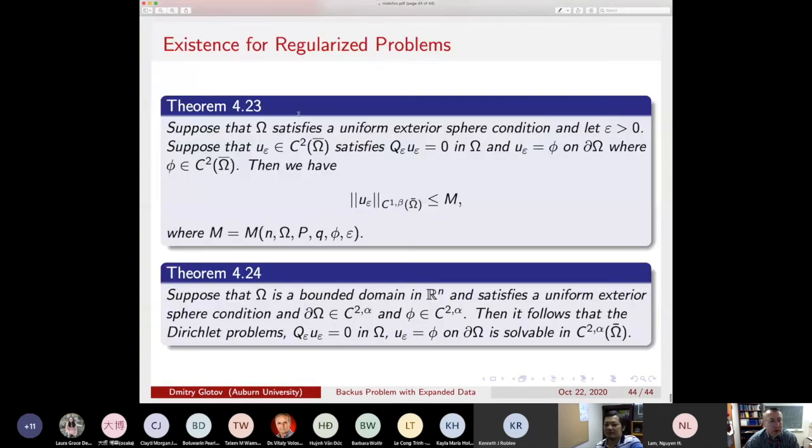For this regularized equation, at this point I'm going to jump to the last slide, and here what we can say is that we establish a bound on u_epsilon in the Hölder C^{1,beta} space. This bound plays into the Leray-Schauder theory, which allows us to say that for the regularized problem with some conditions on the boundary function, we can establish that there exists a solution to the Dirichlet problem. I think I'm out of time, so I'm going to stop here.